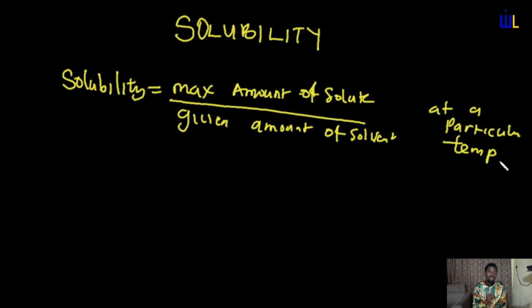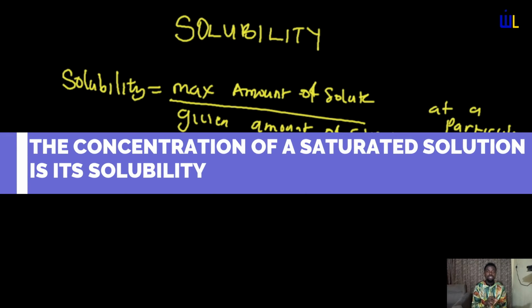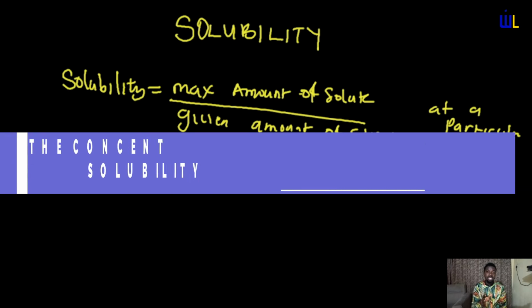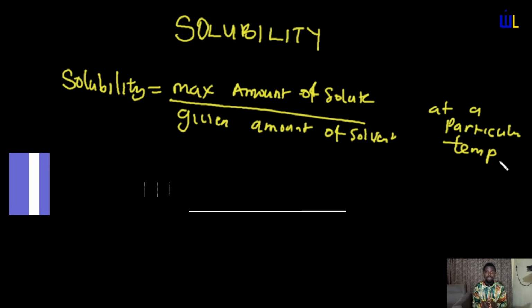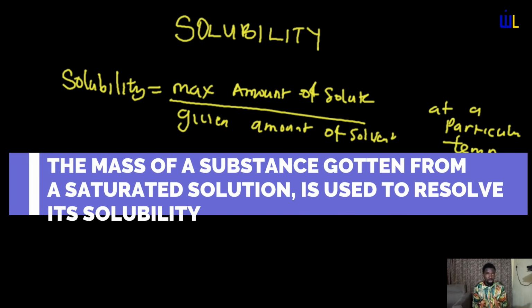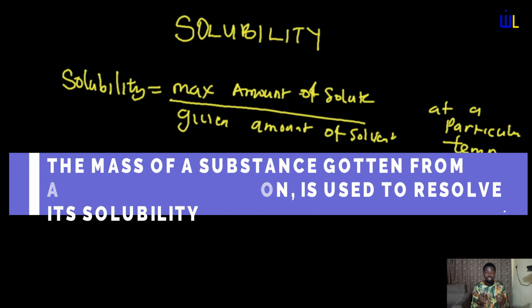Now, why I had to emphasize or bring up this particular statement is this. Whenever you come across a question where a saturated solution is mentioned, just have this in mind: the concentration of a saturated solution is its solubility. And the second point is this. The mass of a substance that is gotten from a saturated solution is what is used to resolve its solubility.